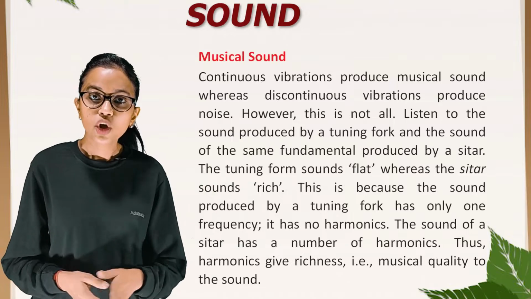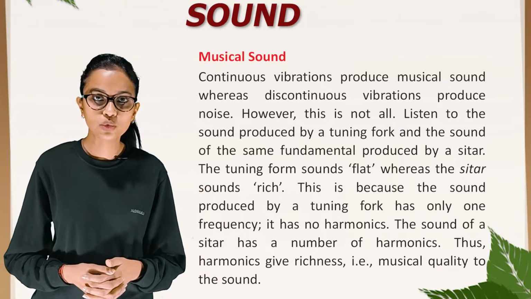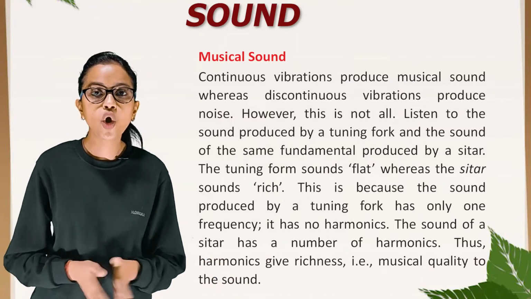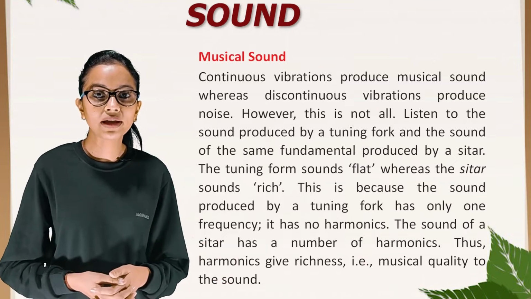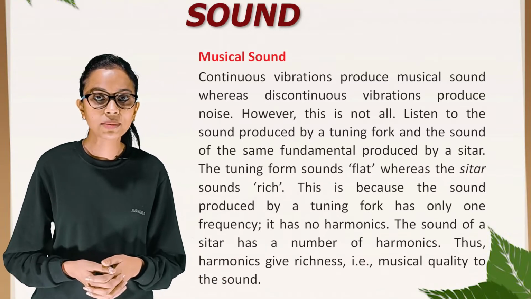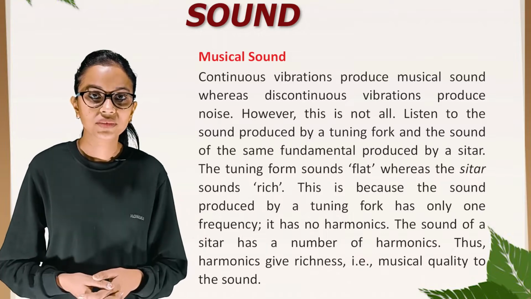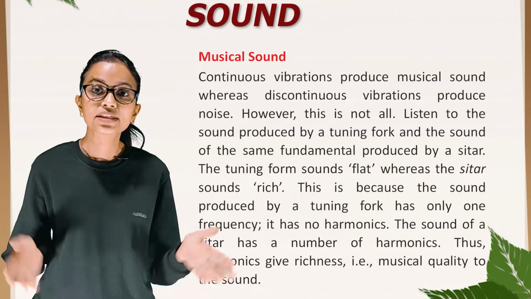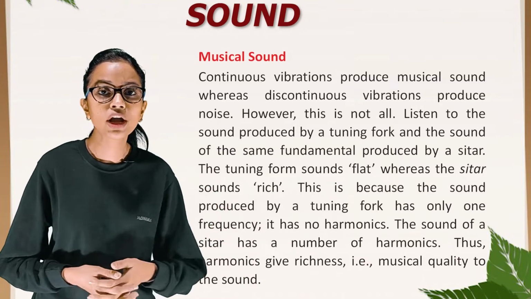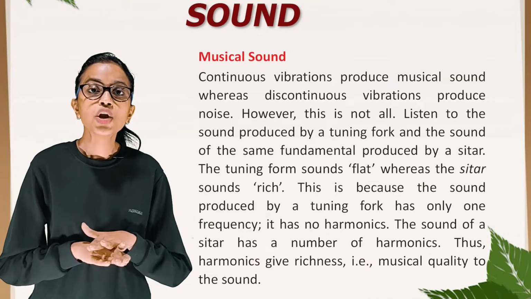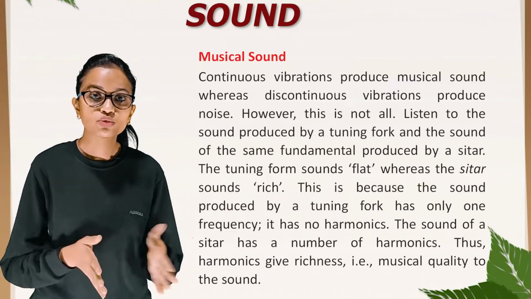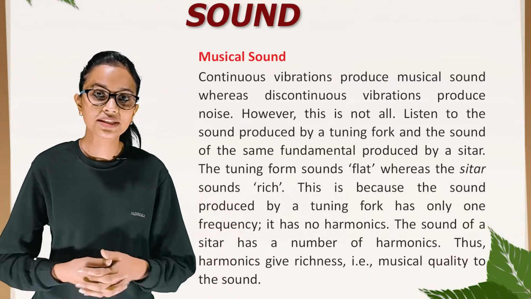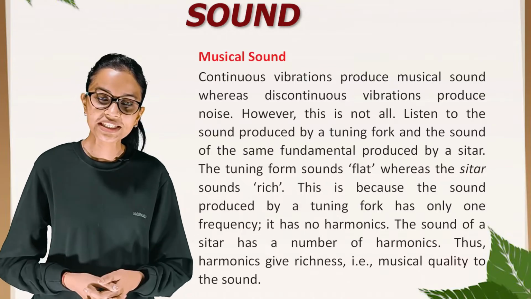Musical sound. Continuous vibrations produce musical sound, whereas discontinuous vibrations produce noise. However, this is not all. Listen to the sound produced by a tuning fork and the sound of the same fundamental produced by a sitar. The tuning fork sounds flat, whereas the sitar sounds rich. This is because the sound produced by a tuning fork has only one frequency. It has no harmonics. The sound of a sitar has a number of harmonics. Thus, harmonics give richness, that is, musical quality to the sound.